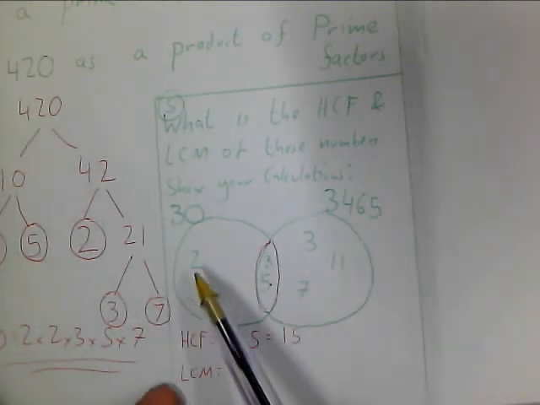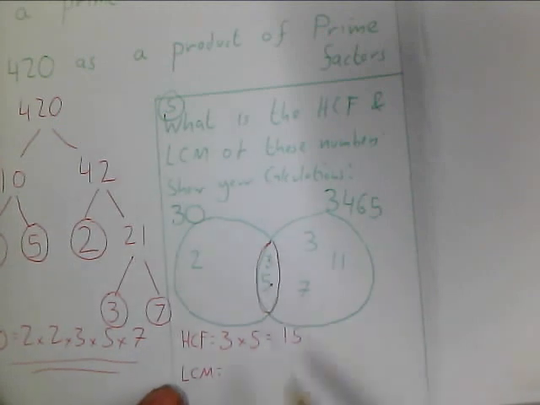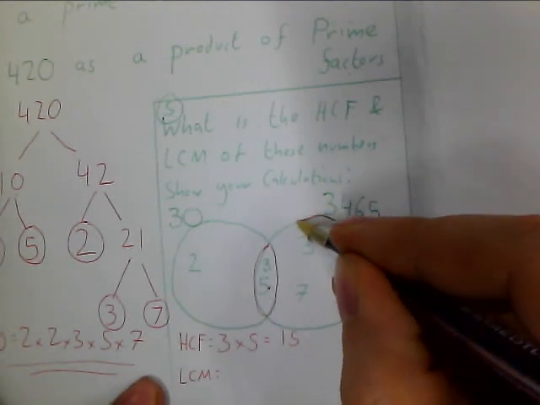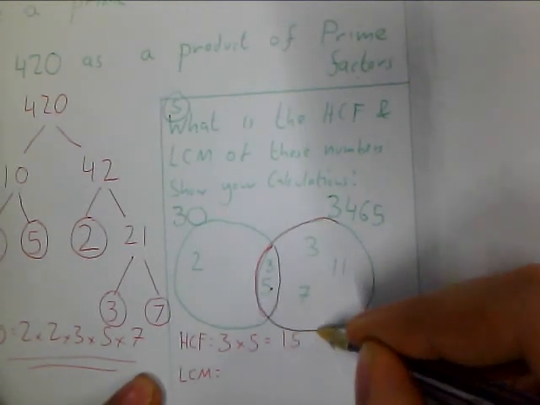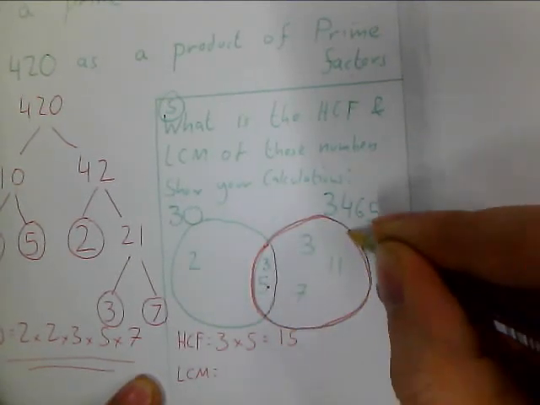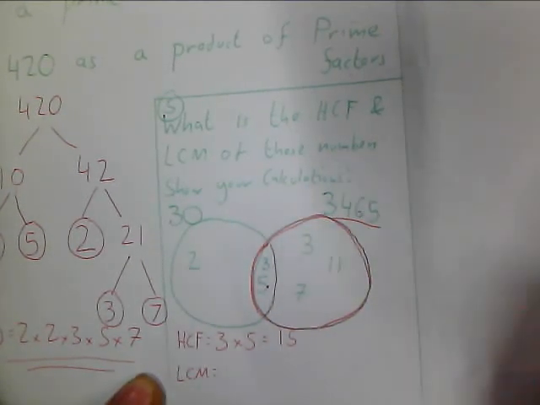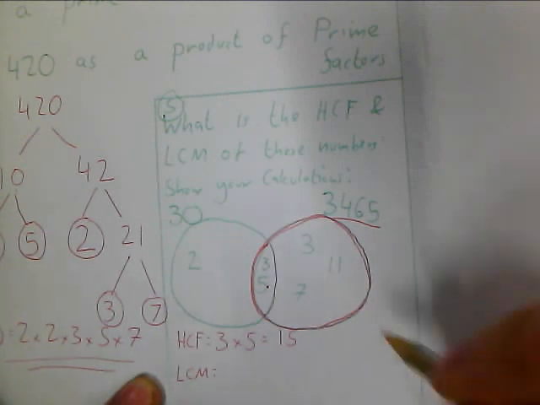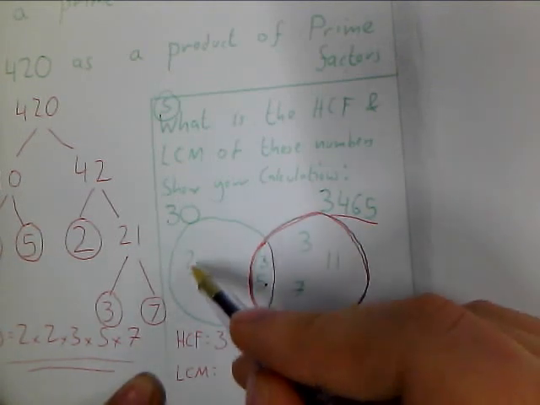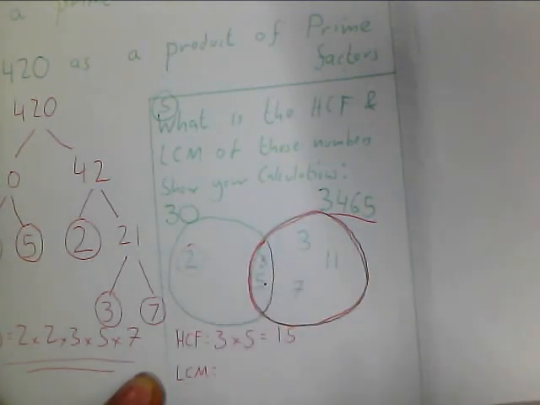Now, I could do 2 times 3 times 3 times 5 times 7 times 11. That's going to take a little while, and I can cheat a little bit here. I know that all the numbers inside this red circle will multiply to give 3,465. So, if these multiply to give 3,465, all I've got left to multiply is that 2.